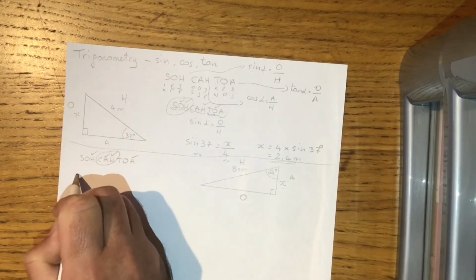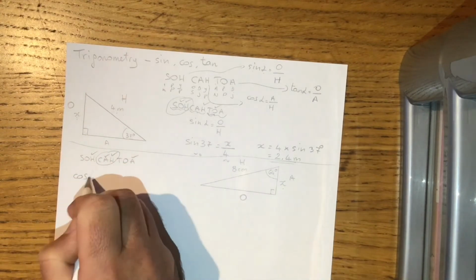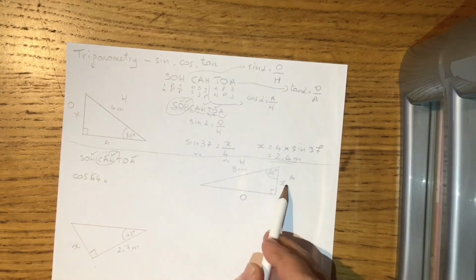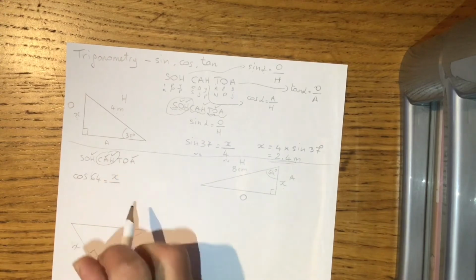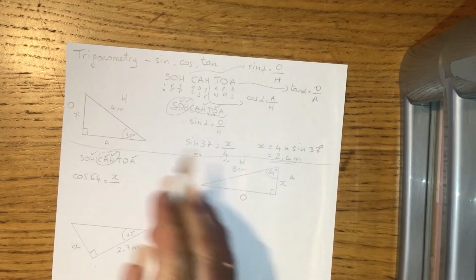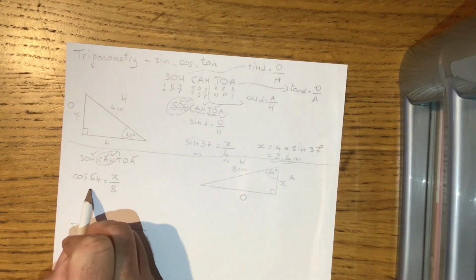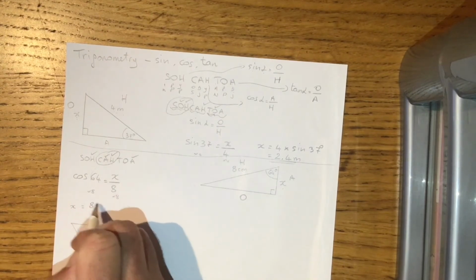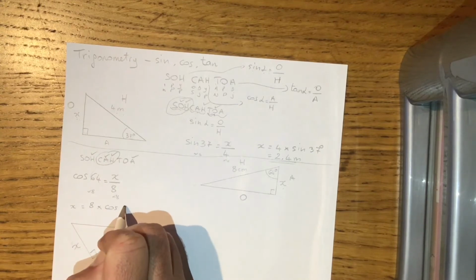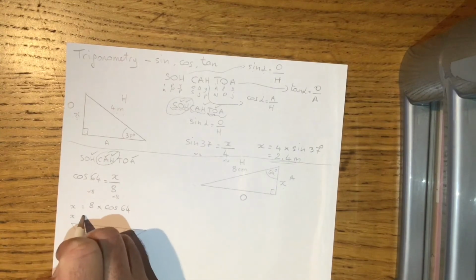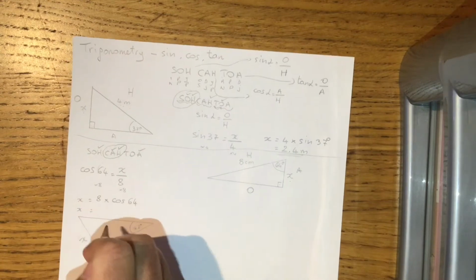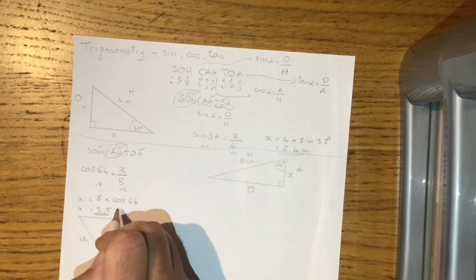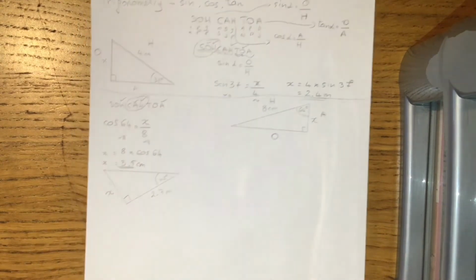C stands for cos. Cos of the angle is equal to A, x, over H, 8. Times both sides by 8, and that will end up with x equal to 8 times cos 64. Put that in a calculator and I get 3.5 centimeters, rounded to 1 decimal place.